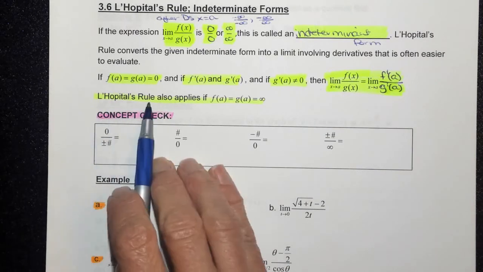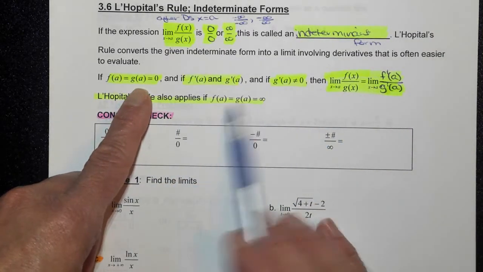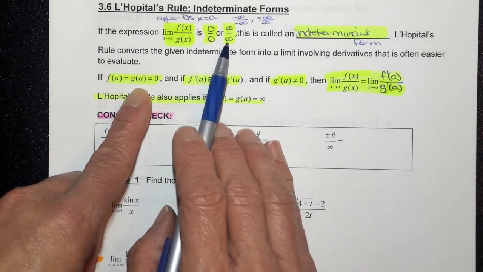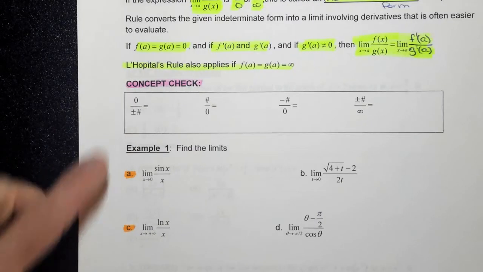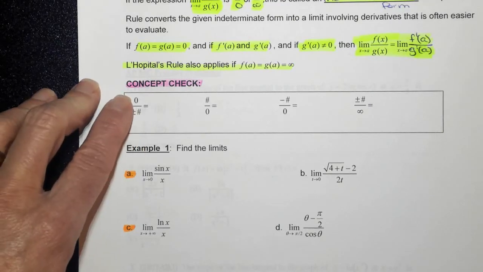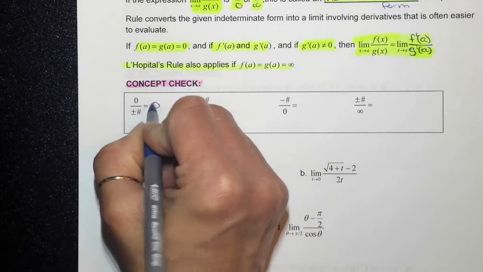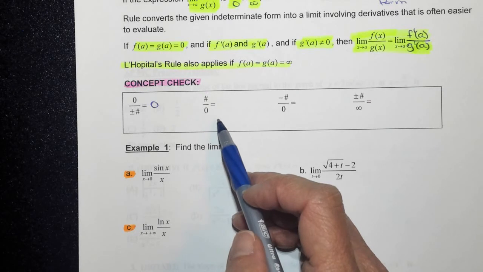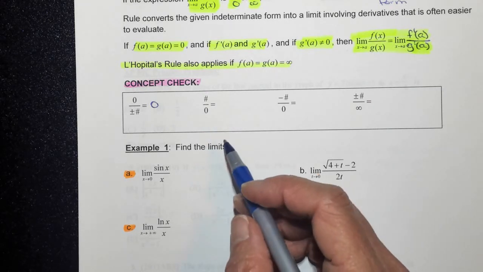L'Hopital's rule will also apply if you plug in a into the original and you get infinity over infinity. So conceptually, we need to double check what we are going to get. Typically when we see 0 divided by a positive or a negative number, we know the answer is 0. But if we see a number divided by 0, typically we would say, oh, it's undefined, or you can't do that.